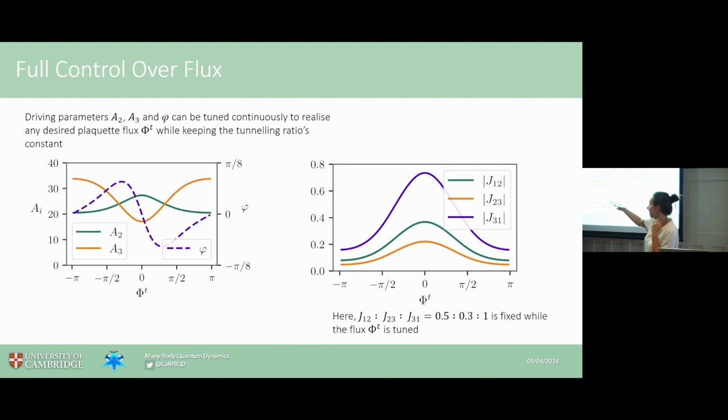So here on the left-hand side, for this target flux on the x-axis, we show the A2, the A3, and the var-phi values that would achieve this target flux while also keeping this ratio constant. And on the right-hand side, we show the absolute value of these tunnelings, and they keep some constant ratio.